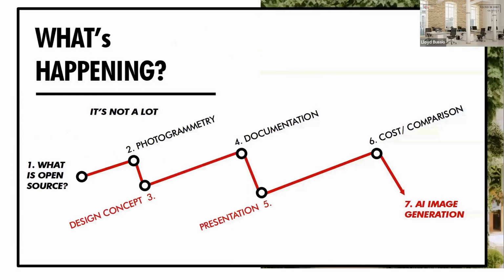What's happening today? It's not too much. I've got these 7 broad categories to hook us together. The first is what is open source, which we're going to get into in more detail. The second is photogrammetry. It's the process of taking photos of a site or a building and then stitching it together to create a 3D model without having to measure it. The third is just an example design concept using some tools. The fourth is project documentation, its drawings. The fifth is presentation work, video rendering and still rendering. The sixth is a cost comparison, also a performance comparison. And then the 7th is the AI image generation.